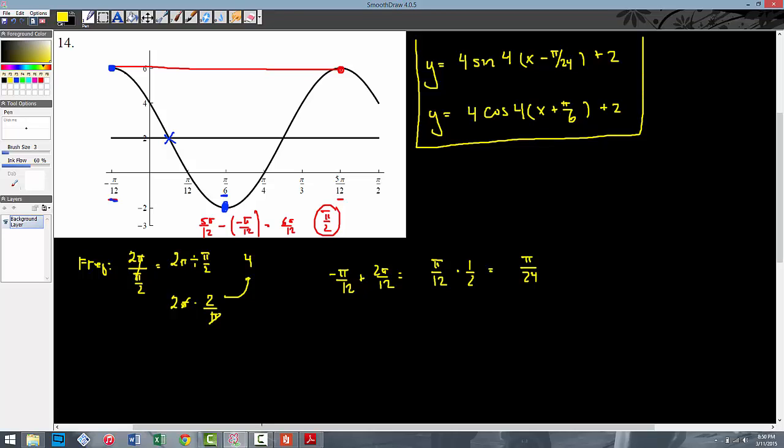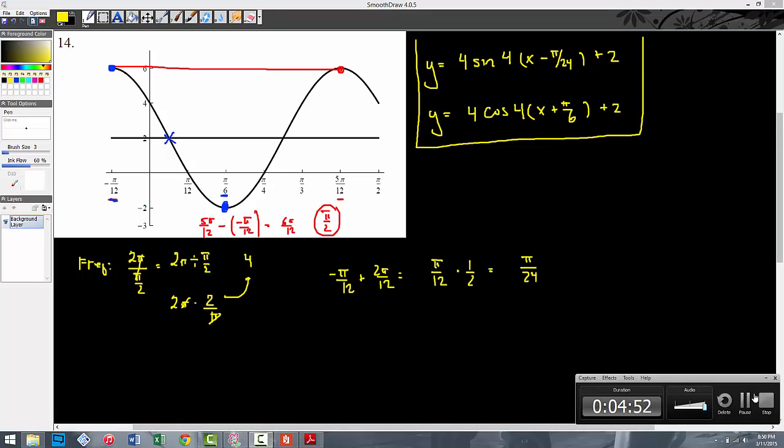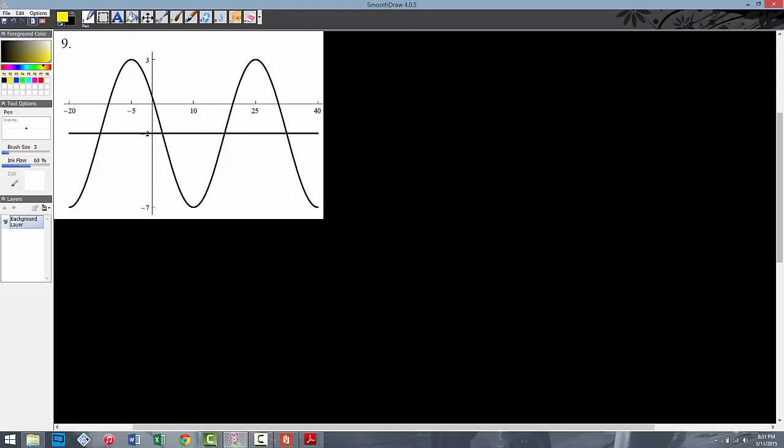Okay, let me pause for a second and grab the next one. Okay, here comes number 9. So, as we look at number 9, the process still stays the same. I'm going to have you write this once as a sine function, and then once as a cosine function.